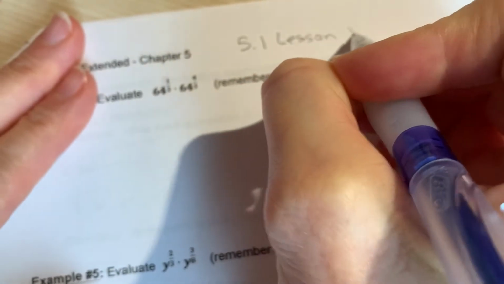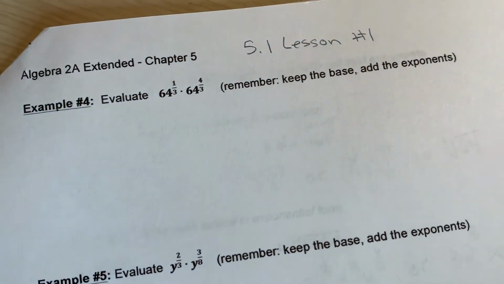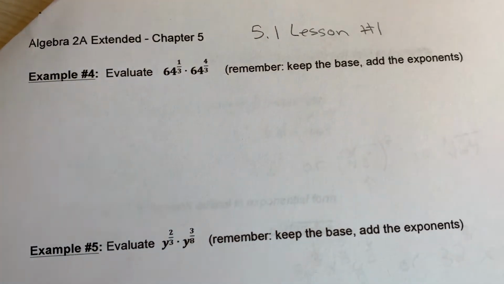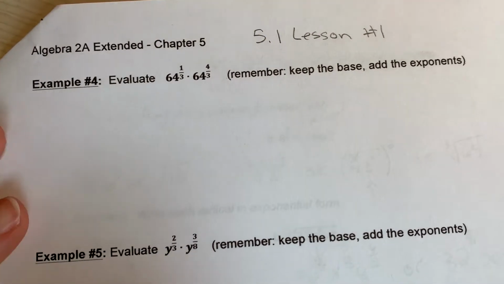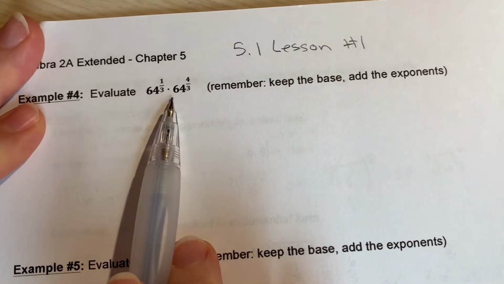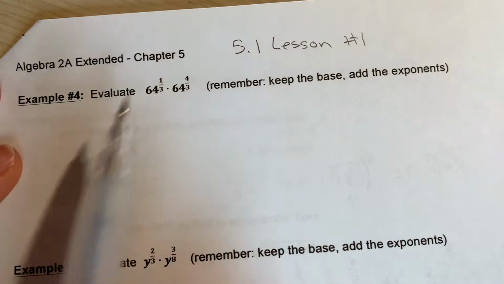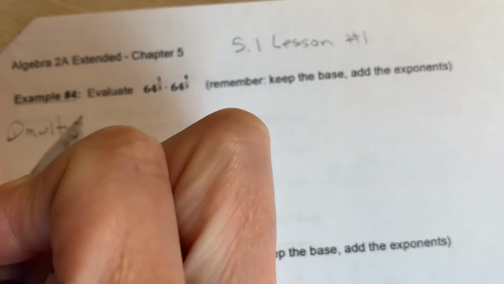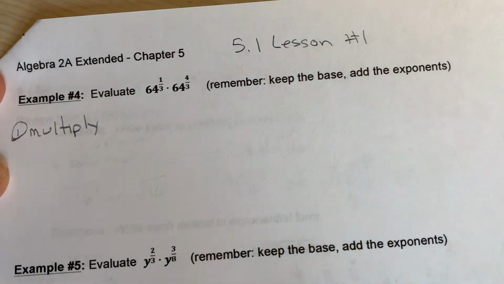Okay, this video is a continuation of 5.1, lesson number 1. So this is video number 2. So it's still evaluate. We're going to use the same steps we did before, but we're going to add a step first, because if you notice, this is actually a multiplication problem. So the first step is going to be to multiply, and then rewrite and then simplify.